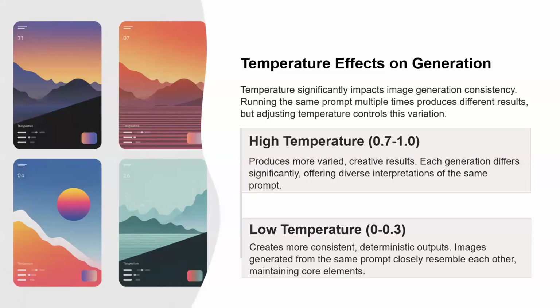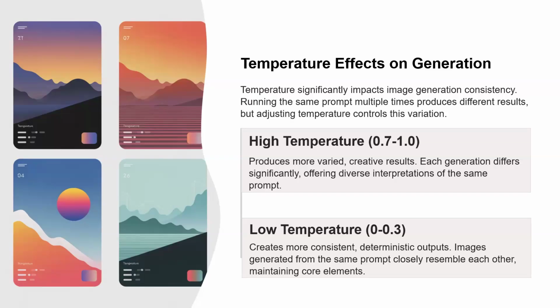You could write something simple, but it will not give you that same answer unless you put the temperature at zero. Now, this is where temperature is very important, because it controls that variation.